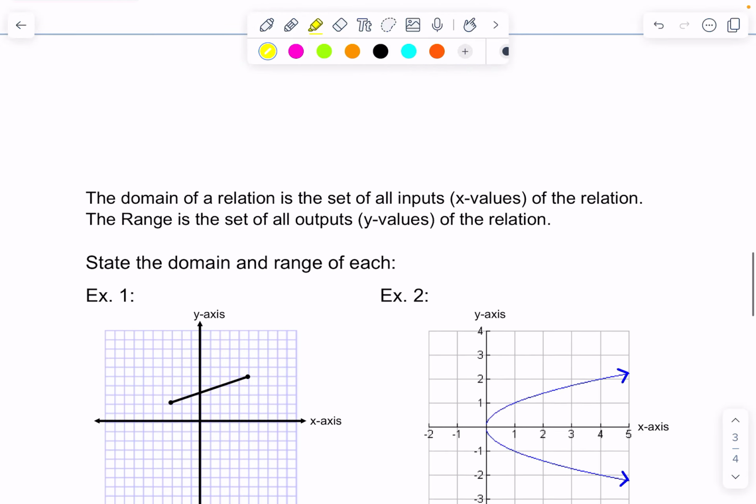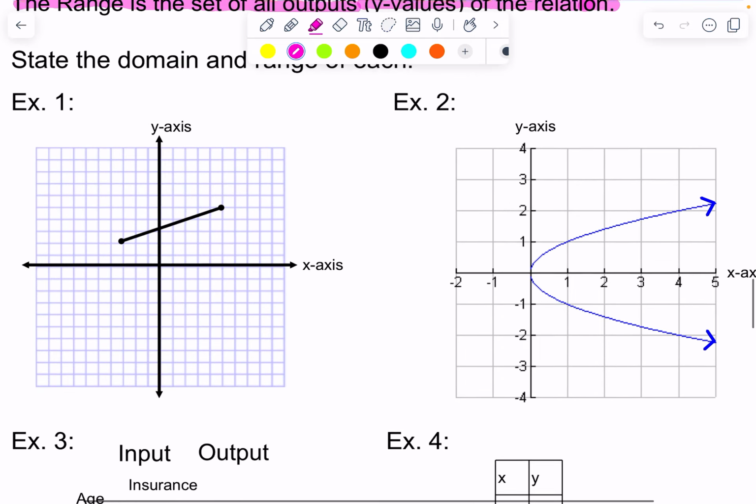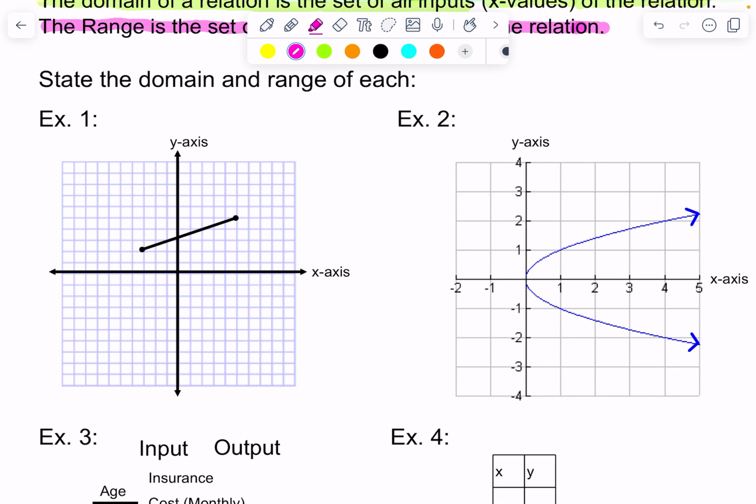All right, let's go. Now, this is very important, so please make sure you understand, and if you need to, pause the video, do so and repeat this for yourself. The domain of a relation is a set of all input or x values of the relation. And the range is the set of all outputs or y values of the relation. And you display domain and range using, of course, interval notation. So I'd like you to please state the domain and range for each of the following examples.